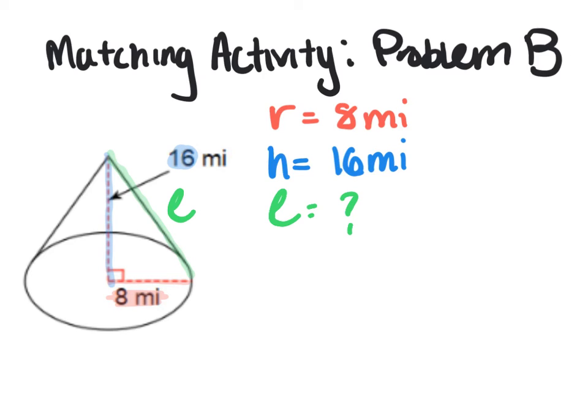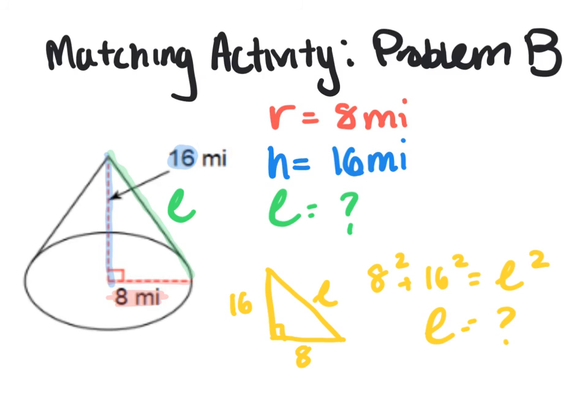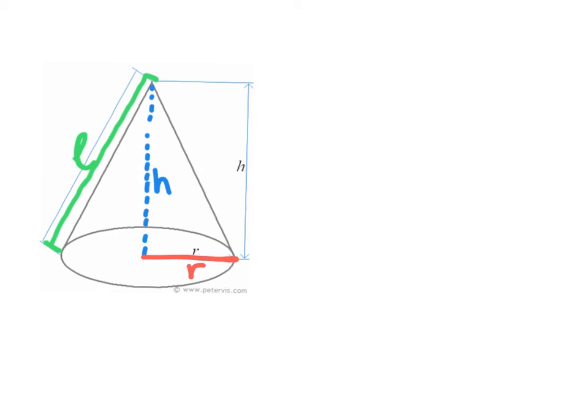So if we want to solve for this, we can use the Pythagorean theorem. So this is 16, 8, and L. So I can say, okay, 8 squared plus 16 squared equals L squared, and solve to figure out what L equals. Now that we have this information, we can apply it to our formulas.